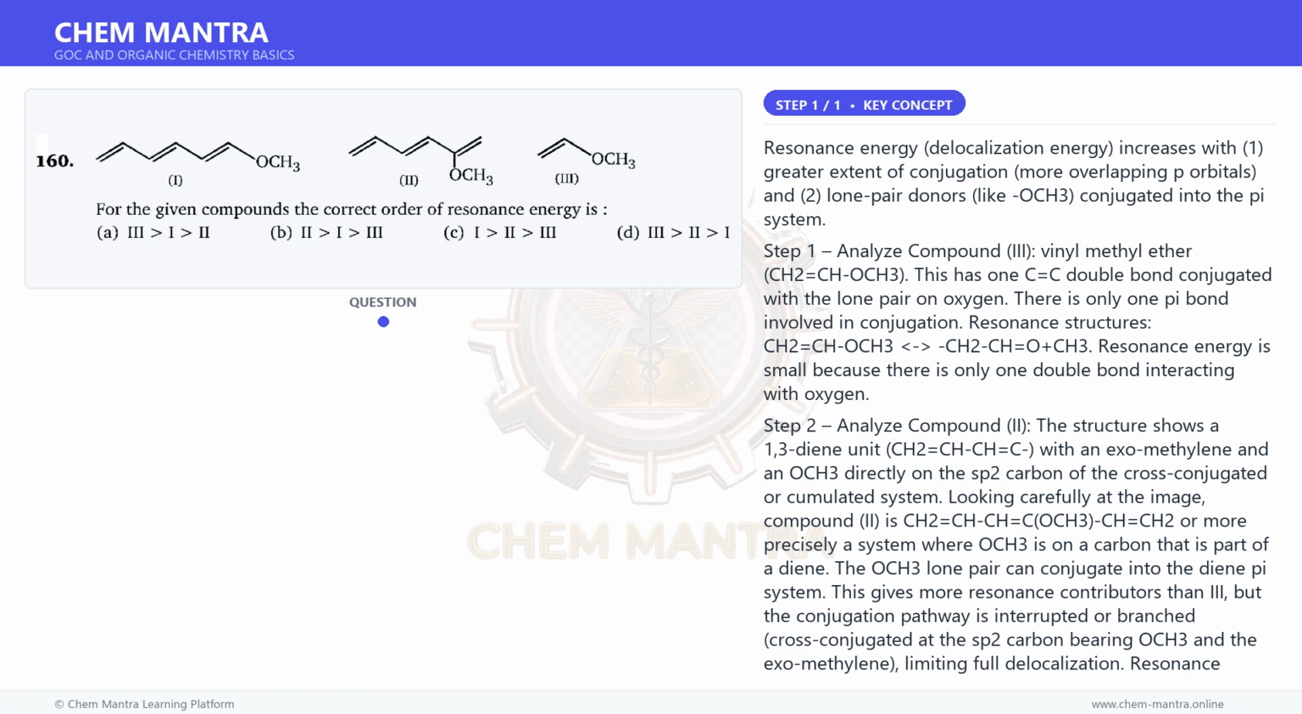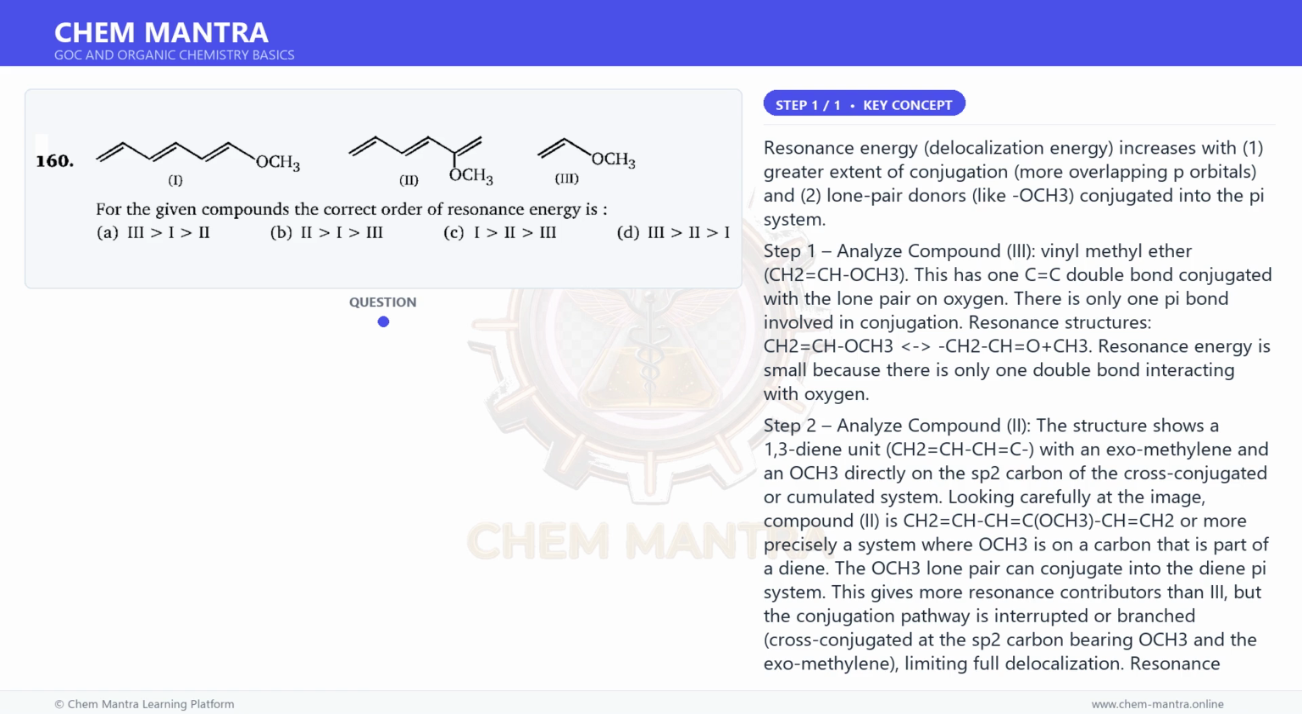Step 3. Analyze compound 1, CH2=CH-CH=CH-CH=CH-OCH3, a fully conjugated triene, 3 alternating double bonds, terminating in an enol ether, CH=CH-OCH3. All 3 double bonds are in conjugation with each other and with the lone pair on oxygen. This linear, fully conjugated system allows maximum delocalization across all pi bonds and the oxygen lone pair, giving the highest resonance energy of the 3.